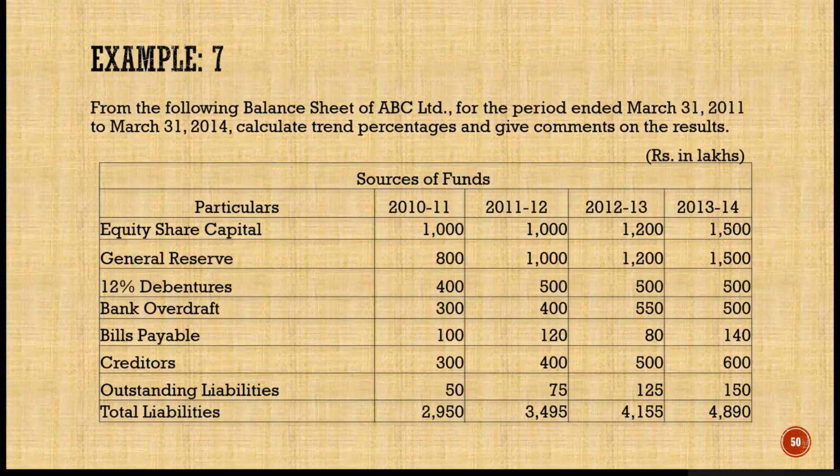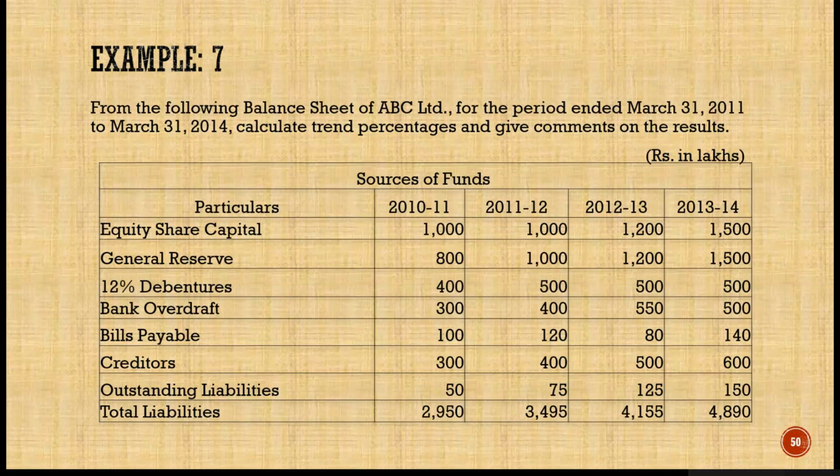Now this is the balance sheet of ABC Company Limited, and the data is given for 4 years, that is March 31st, 2011, 2012, 2013 and 2014, and you are expected to calculate trend percentage and give comments on the results. So here the data is presented in lakhs, that is rupees in lakhs.